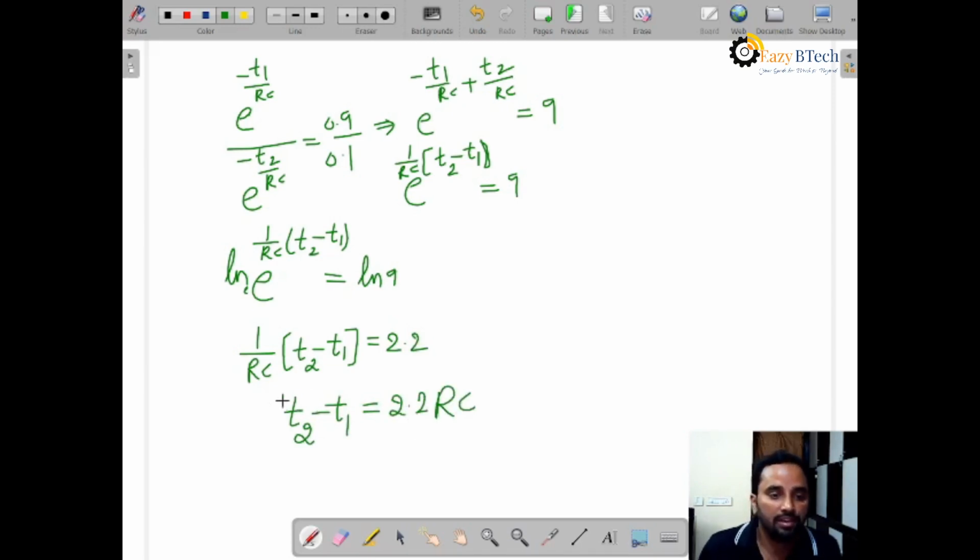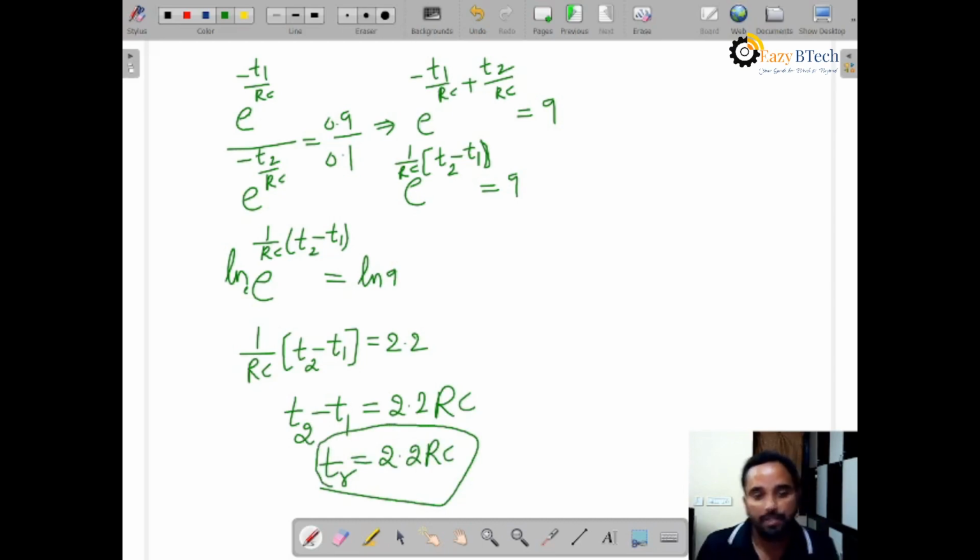So this is the rise time tr. 2.2 RC we got, right? This is about rise time tr. So how did we get it? We have taken output y of t, we have seen t2, t1, then t2 minus t1 is 2.2 RC. Now we are going to see bandwidth, the bandwidth of the system.